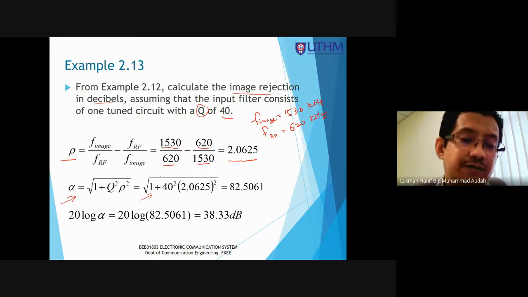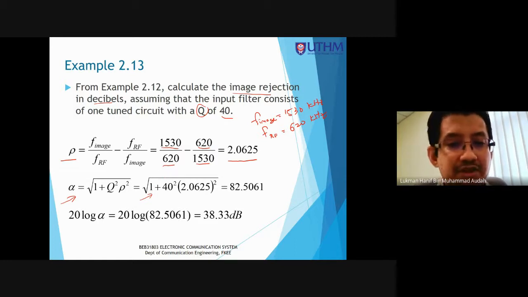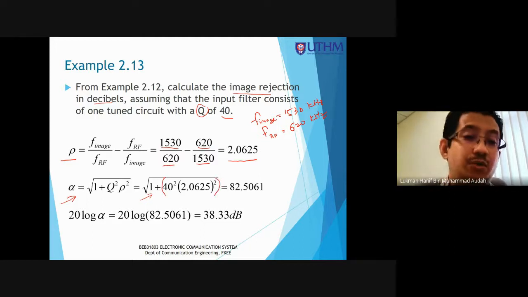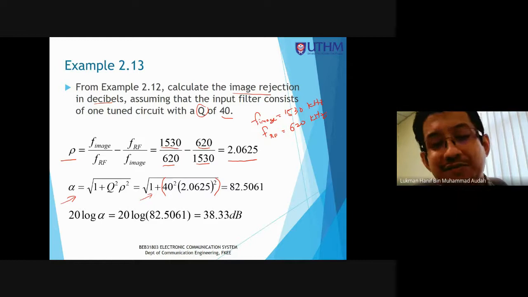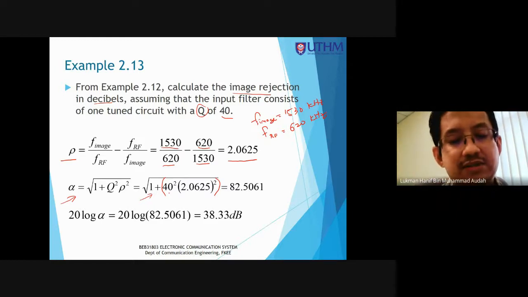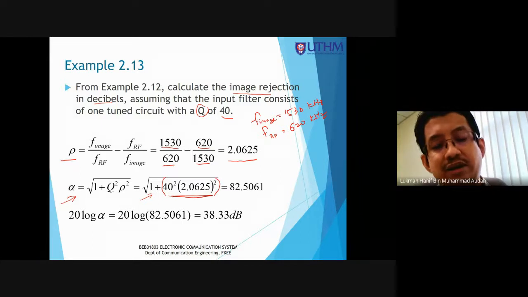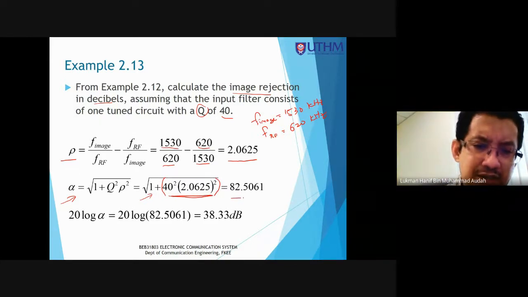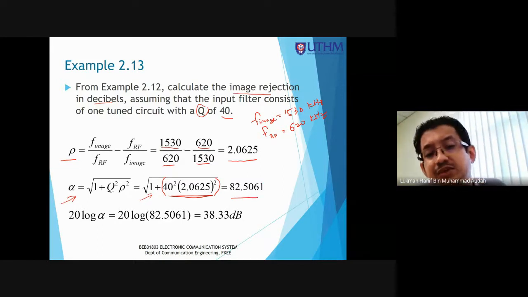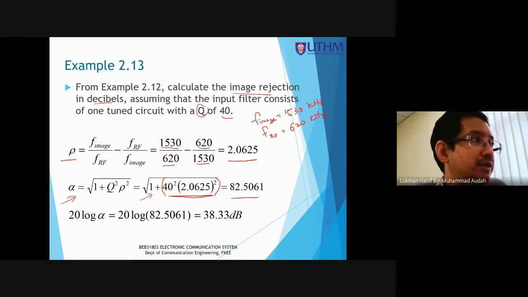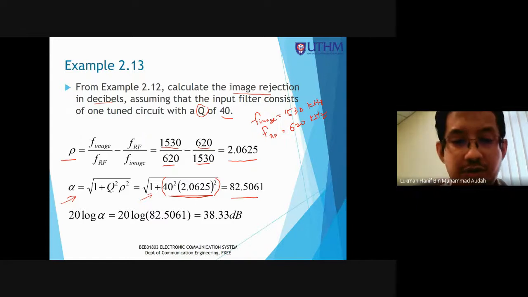So be careful about this. Okay, berhati-hati di sini. Many students tend to make careless mistakes. Rugi besar, rugi besar. Okay, so be careful about this. I suggest you solve this part first, then you can plus with 1 and then you can do the square root. Okay. So you get 82.5061. Ini cuba guna calculator boleh dapat atau tak. Okay, cuba guna calculator.